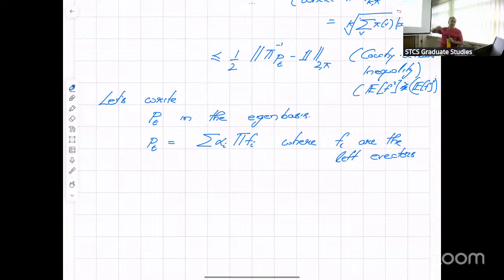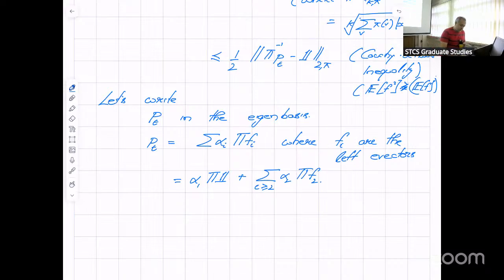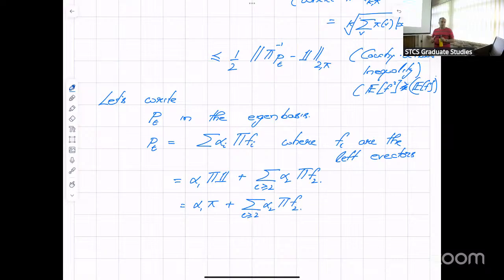So you can write PT in this one. In particular, let's write it: alpha 1 pi 1 plus the sum over i greater than or equal to 2 of alpha i pi f i. I'm writing the first one separately, which is just alpha 1 times pi. Is that all okay? Nothing so far. Alpha i. Yeah.